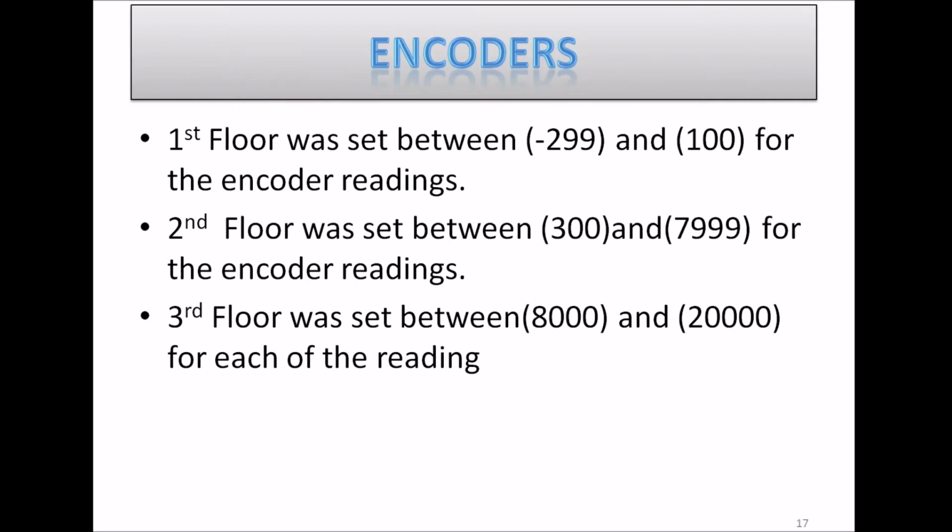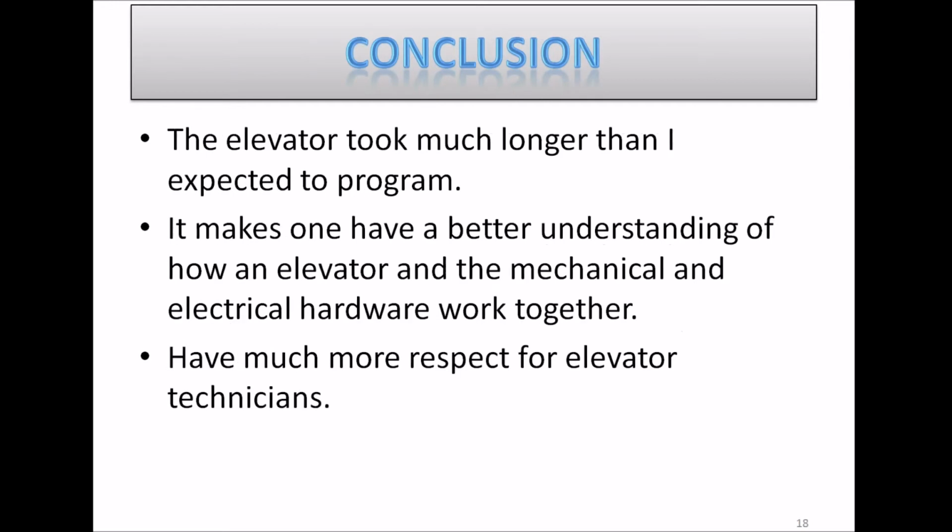The first floor was set between -299 and 100 for each encoder reading. The second floor had its own values, and the third floor had its own values. The elevator took much longer than I expected to program because it was tough to get both of the elevators working together, to have the one that wasn't doing anything while the other one was in motion take over and go to the appropriate floor.